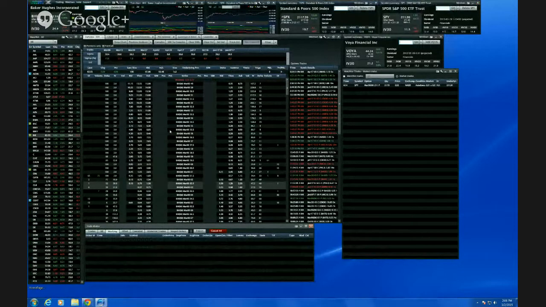Basically, I wanted to talk to you guys about today's trading. This is where I trade my Reg T account, and I use LVX to trade.